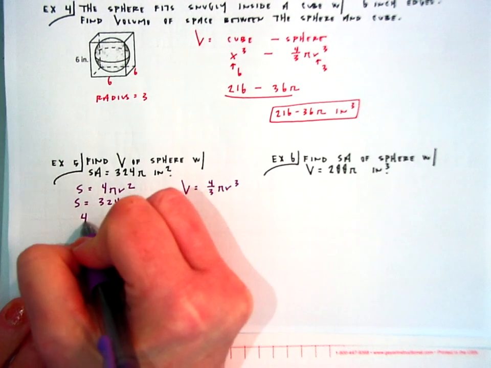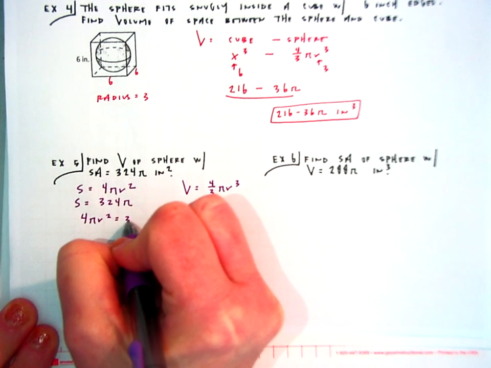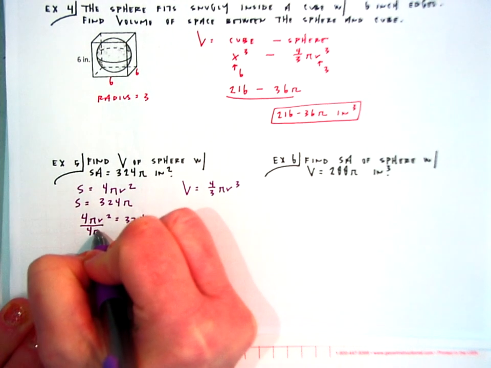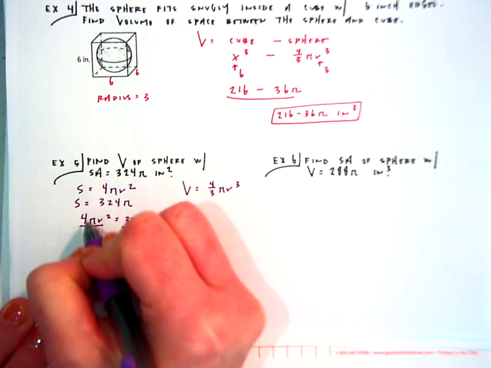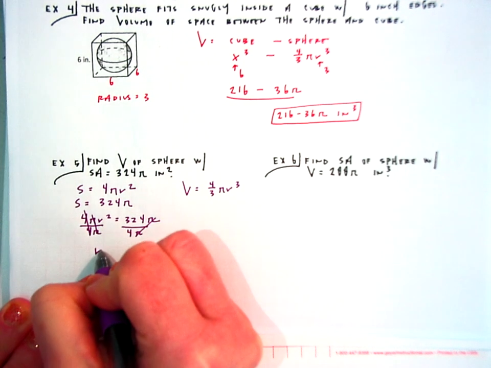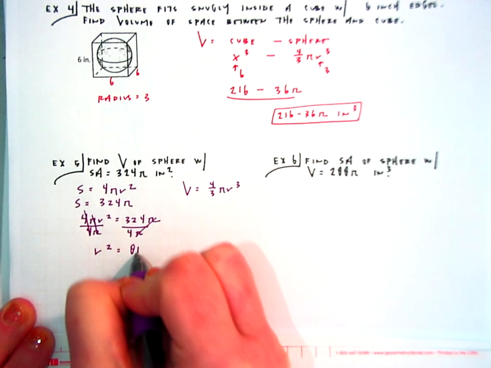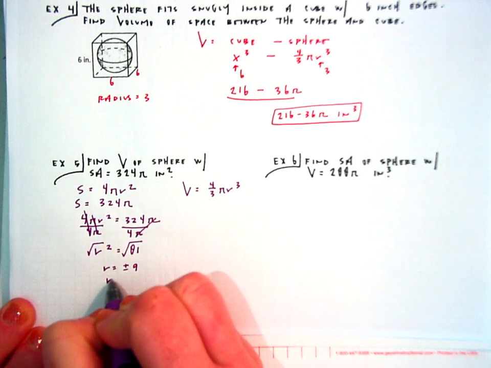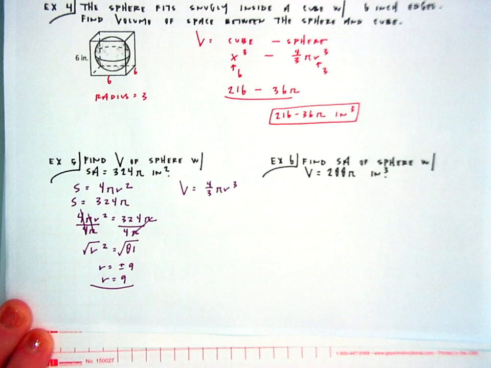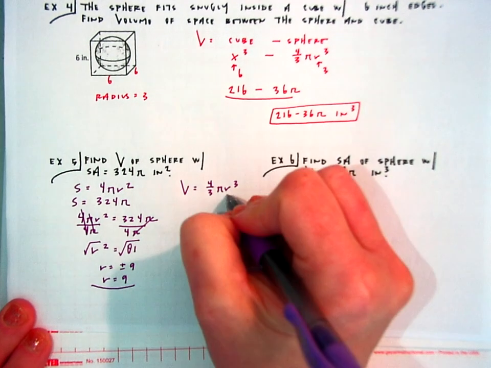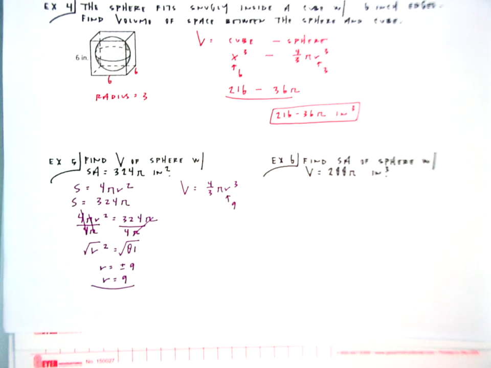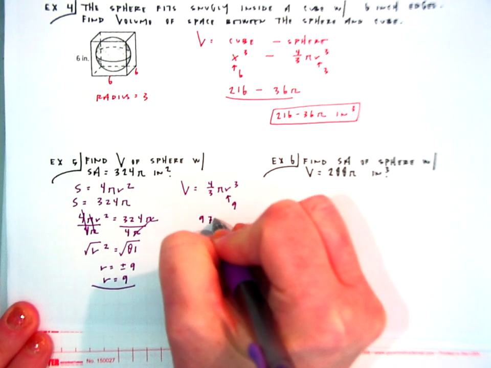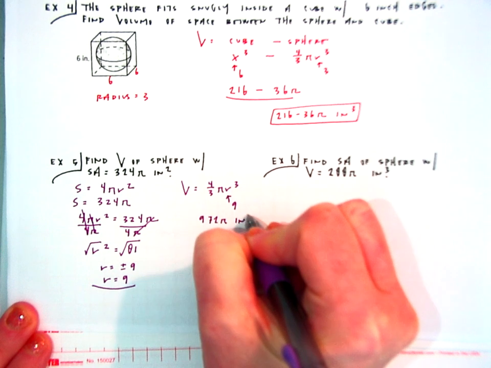So we know that 4 pi r squared equals 324 pi. Okay, and then I divide away the 4 pi, and I get the radius squared is 81. Take the square root of each side. R would be plus or minus 9, but we know it's only the positive 9. So my radius has to be 9, so that's then what I'm plugging in over here. So 4/3 times 9 to the 3rd power will get me 972 pi inches cubed.